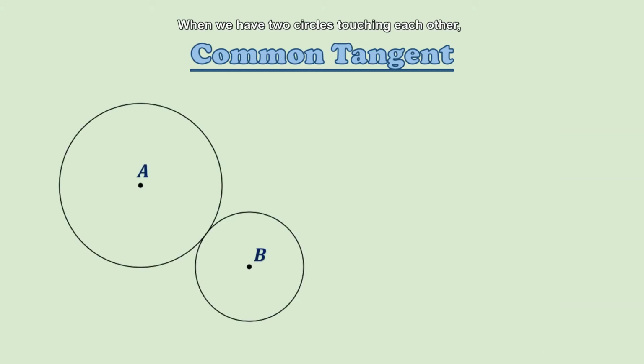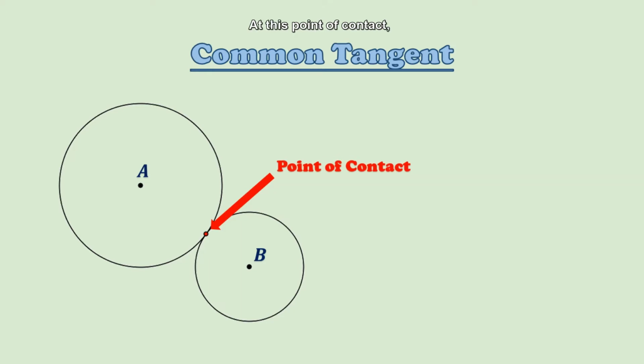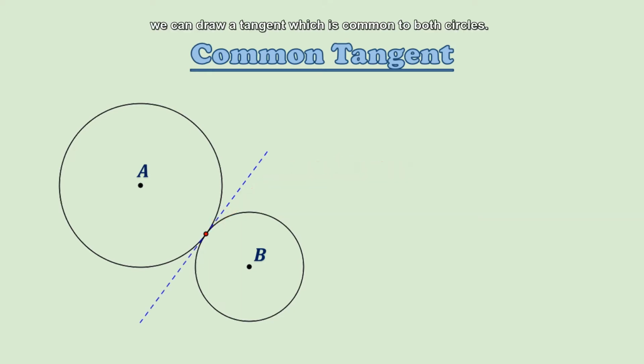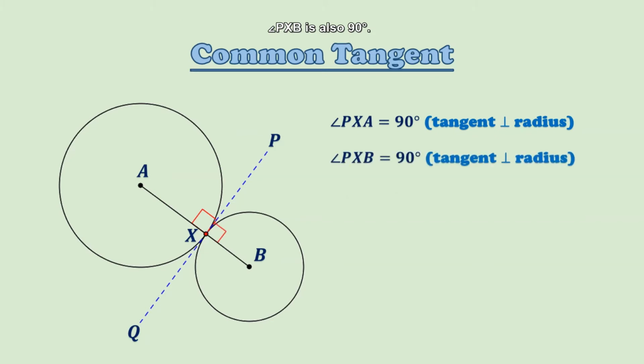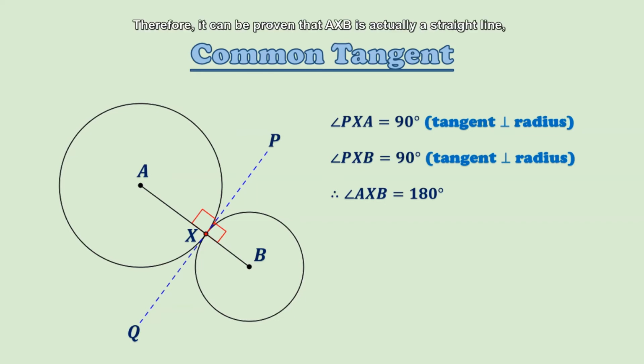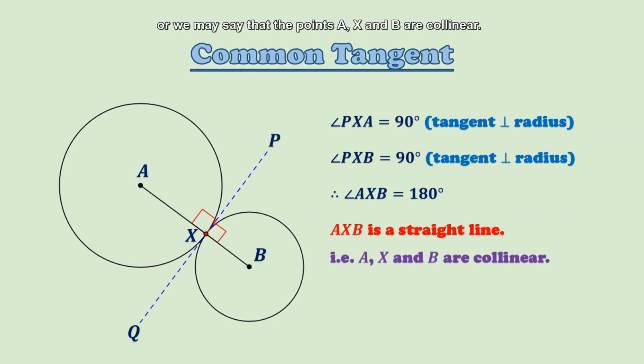When we have two circles touching each other, there is a point of contact. At this point of contact, we can draw a tangent which is common to both circles. By tangent perpendicular to radius, we should know that angle PXA is equal to 90 degrees, and similarly, angle PXB is also 90 degrees. Therefore, angle AXB is known to be 180 degrees. Therefore, it can be proven that AXB is actually a straight line, or we may say that the points A, X, and B are collinear.